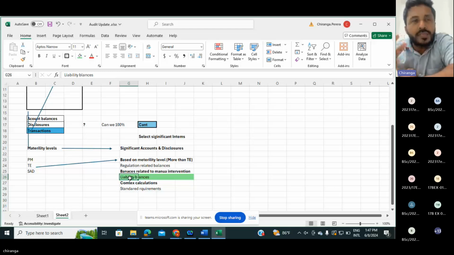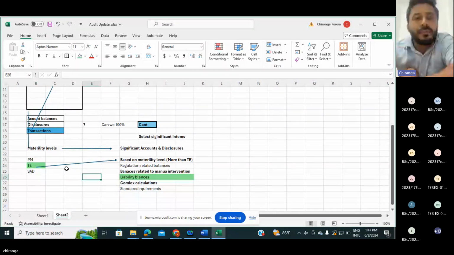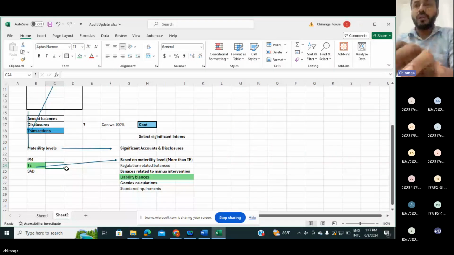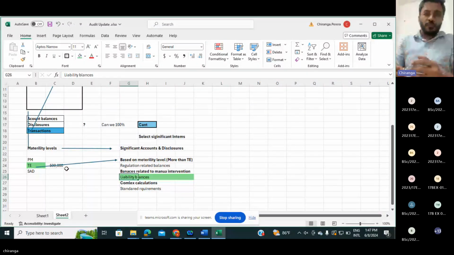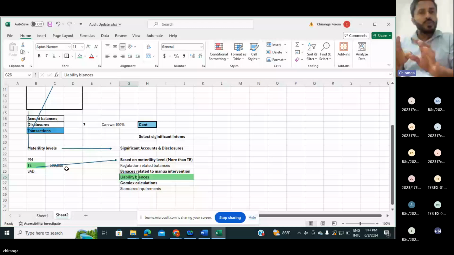So then, if you are selecting significant accounts based on the TE, what you are going to do is select balances more than TE. Let's say your TE is 500,000 LKR. You are selecting significant account balances more than 500,000, right? So always you are trying to select based on the monetary value, while management is trying to understate liabilities. So you feel there's some contradiction with the expectation. As auditor, we are going to select balances more than 500,000.